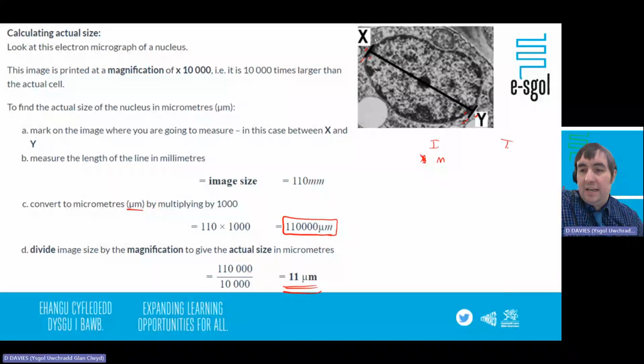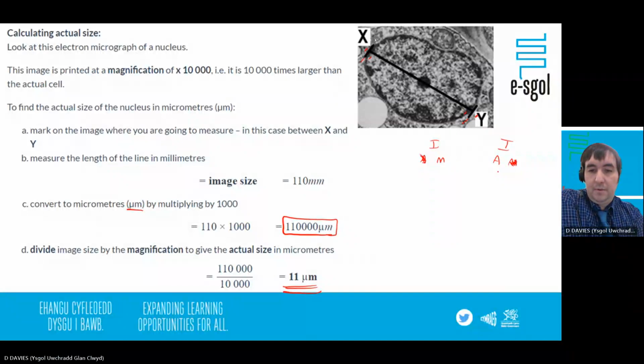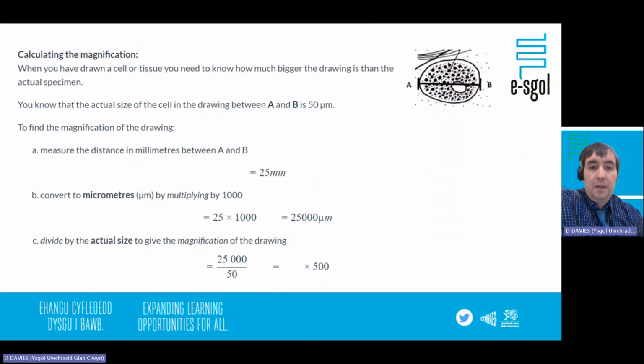Equally, if this question asked us to work out the magnification, cover magnification, that's image size divided by actual. Okay. Calculate magnification, that's exactly what we're going to do now. So when you've drawn, you know that the size of the actual cell between A and B is 50 microns.